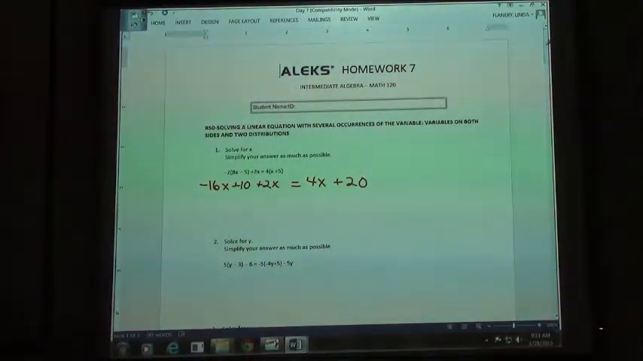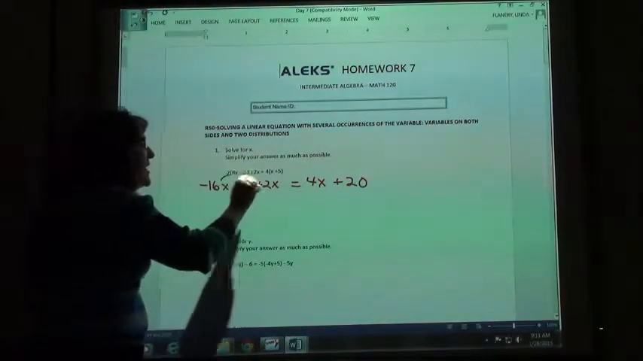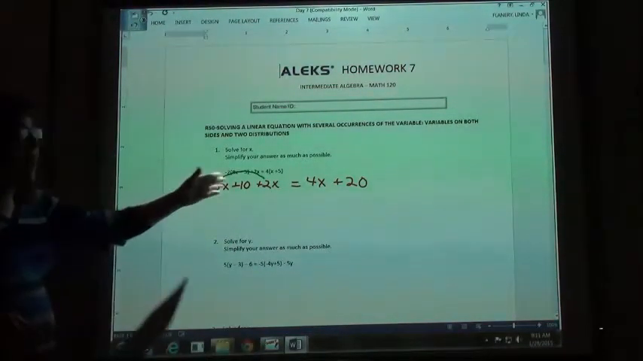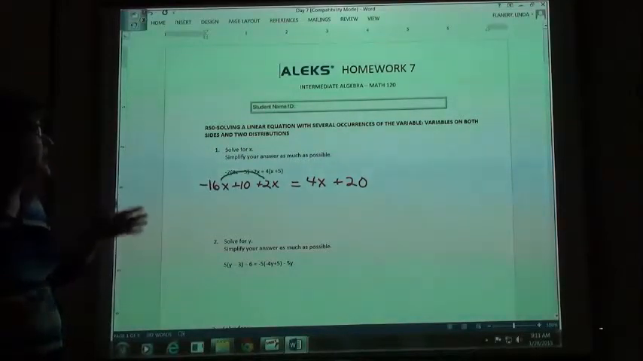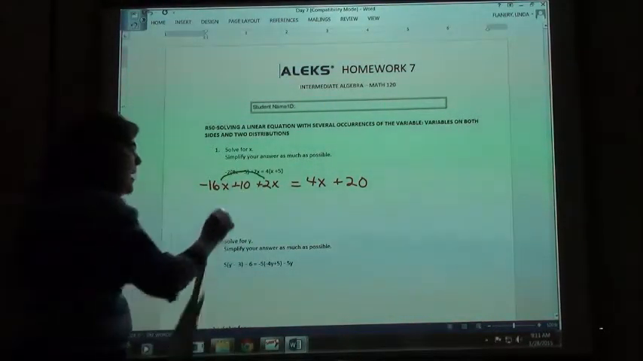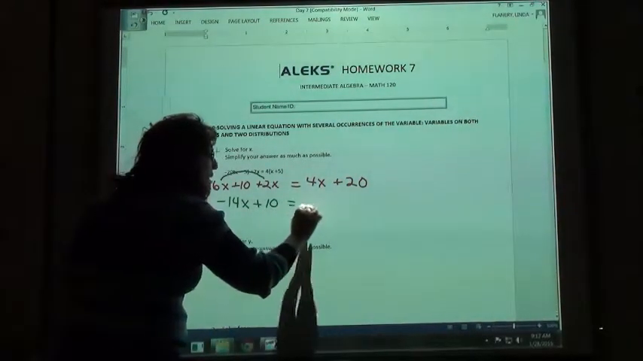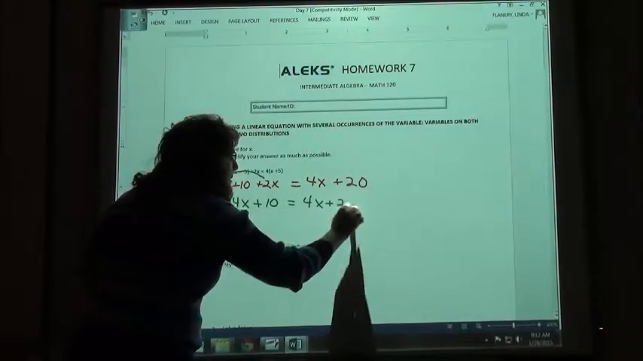The second step is to combine the like terms on the same side of the equals if you have more than 2 terms. On the left side here we have 3 terms. Tells me I can combine some stuff. In this case I can combine my x's. I'm not moving them, the signs aren't changing, I'm just putting them together. Negative 16 plus 2 is negative 14x. Plus 10 then equals 4x plus 20.